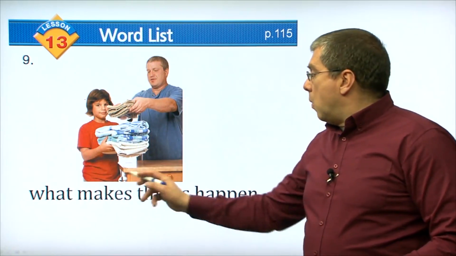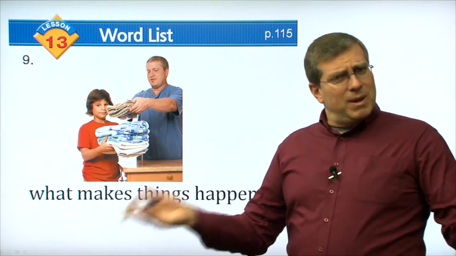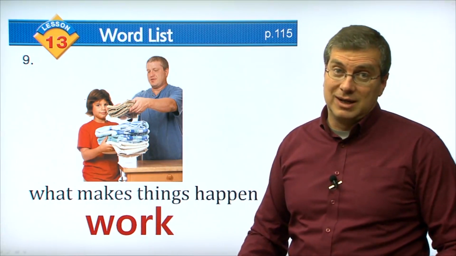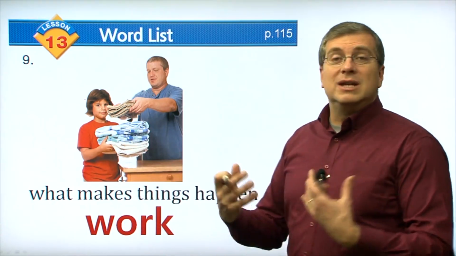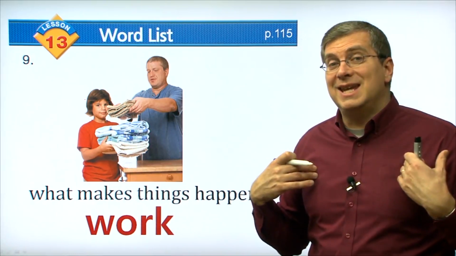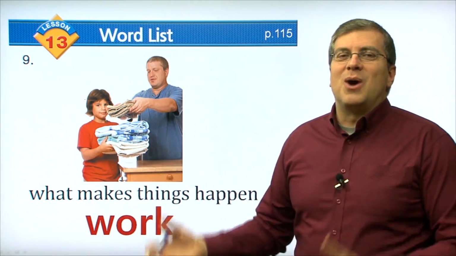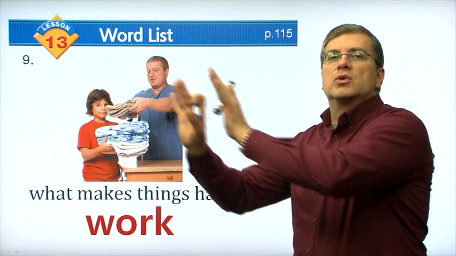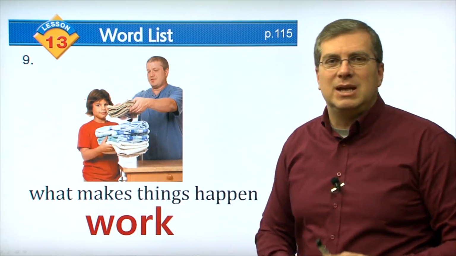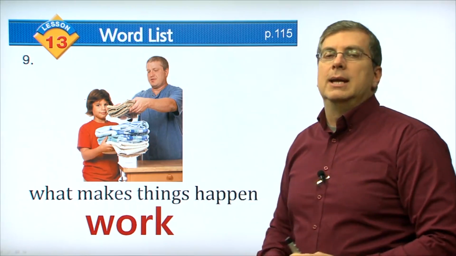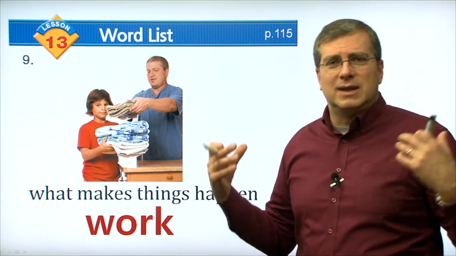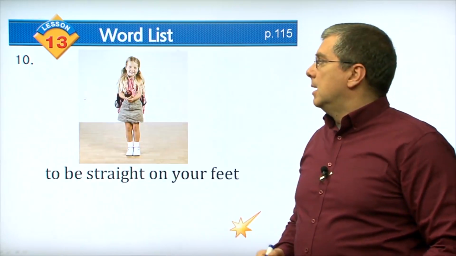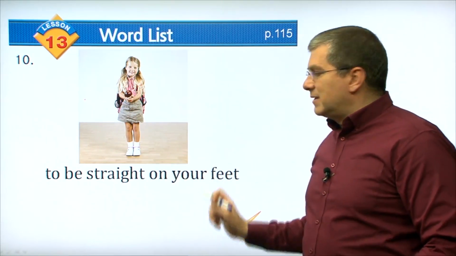Number 9. What makes things happen? That's a good question. Work makes things happen. I'm sorry. But around the house, you need to work. If you want your clothes to be clean, well, your mom has to work. She washes your clothes. But you have to pick up the clothes off your floor. Put your clothes away. If you want things to happen in your room, you have to work, right? And that's good. It's good to work because it helps you get things done. It makes things happen.